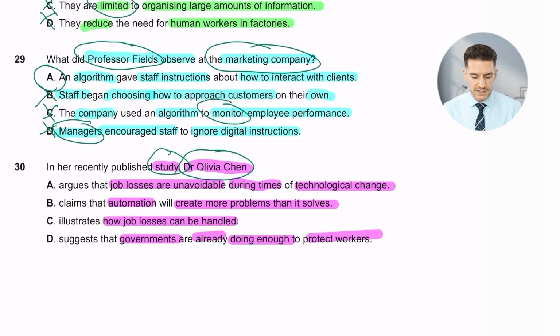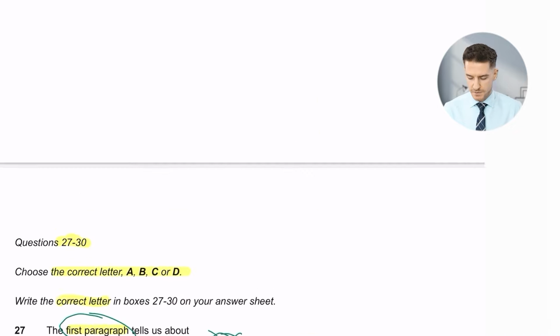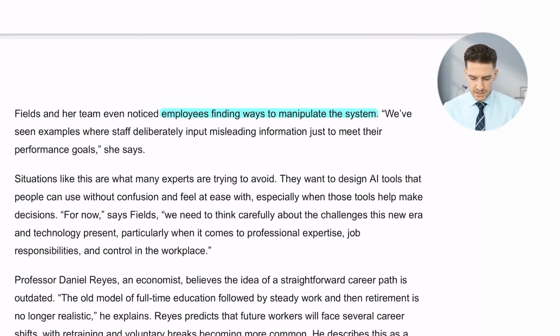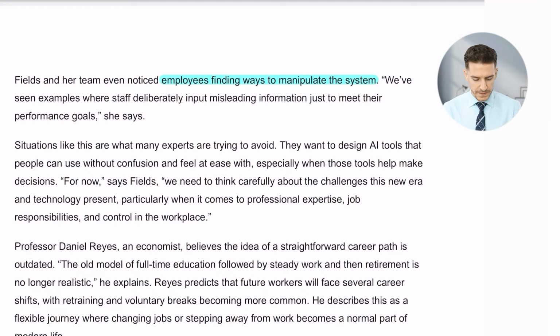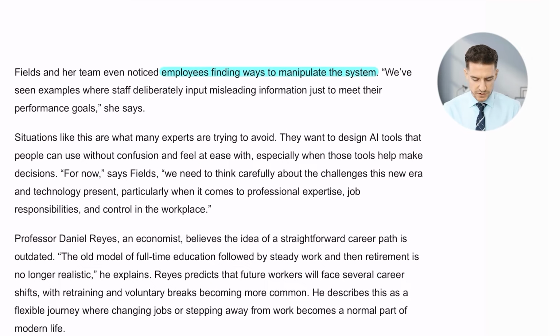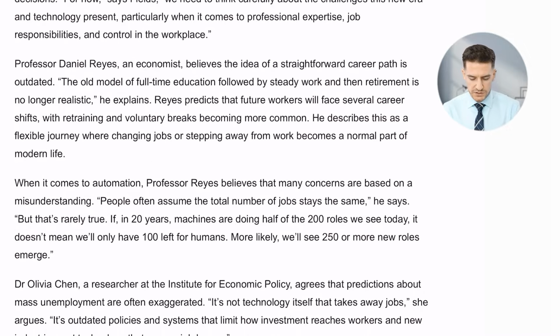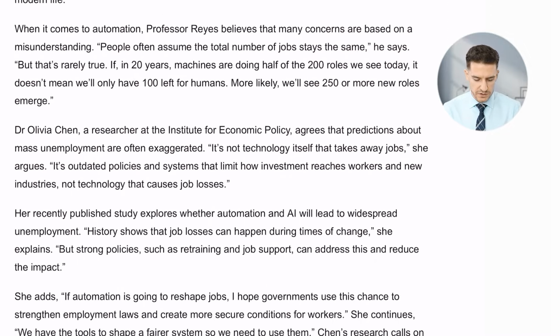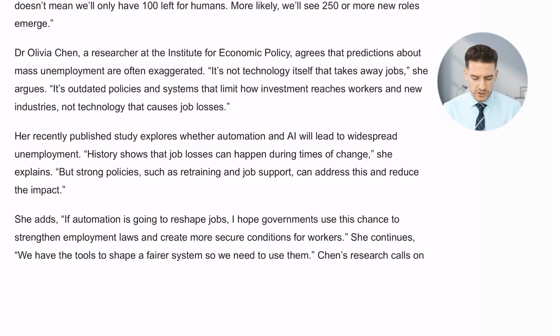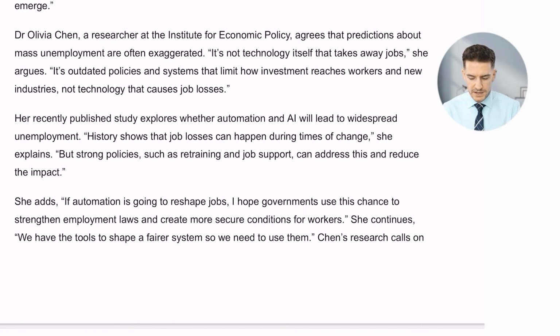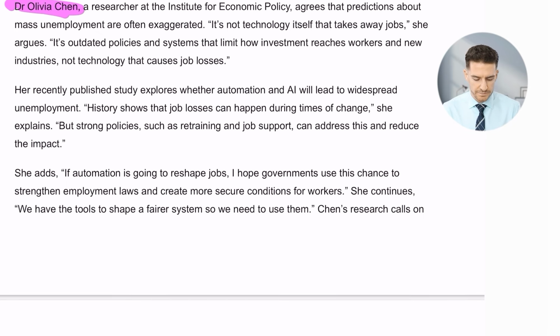So let's go up and let's see if we can find the study by Dr. Olivia Chen. So let's start here. So situations like this, no. Fields, no. Okay. Professor Daniel Reyes, an economist, no. Reyes predicts, no. Professor Reyes, no. Here we go. Dr. Olivia Chen, here she is. A researcher at the Institute for Economic Policy agrees that predictions, she argues, nothing about a study. Let's keep going.